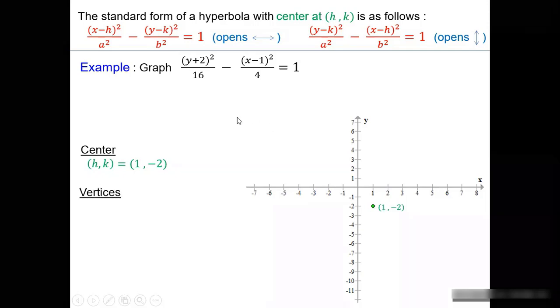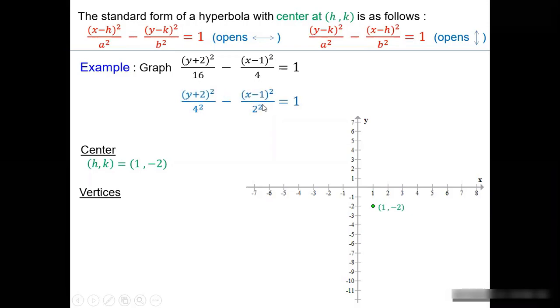And now I should realize that 16 is actually 4 squared and 4 is actually 2 squared. So because y comes first, I know that this is going to be opening upwards and downwards. So I'm going to be moving 4 units in the direction of y.